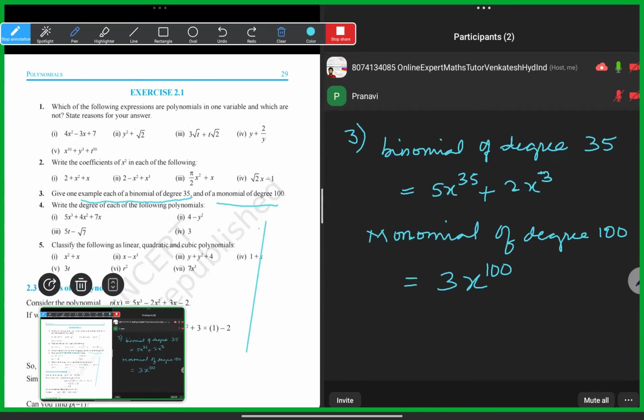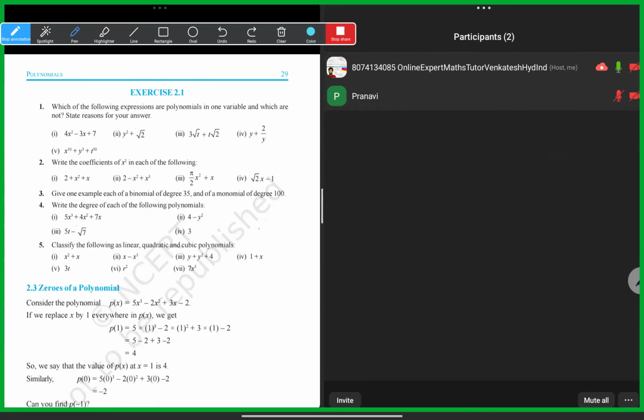Then the fourth one: write the degree of each of the following polynomials. So we have to check the highest power of the variable present.